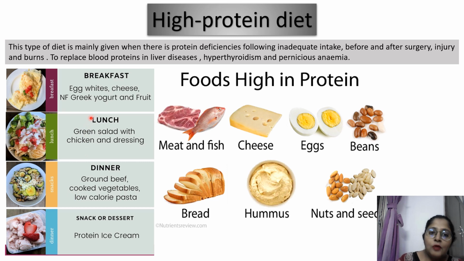So if I discuss a whole day's high protein diet, we can have egg white, cheese, yogurt and fruit for breakfast. Then a salad with chicken and all vegetables you can give at lunch. For dinner you can have ground beef, or any kind of meat, cooked vegetables, and low calorie pasta. Because when the carb is very high, we cannot give that much protein. So when a protein rich meal is given, the carbohydrate has to be a little lower. So we have to think about that, right?